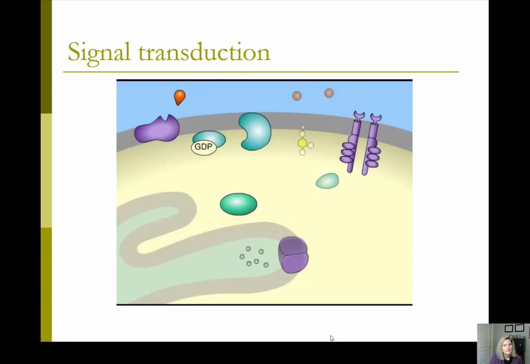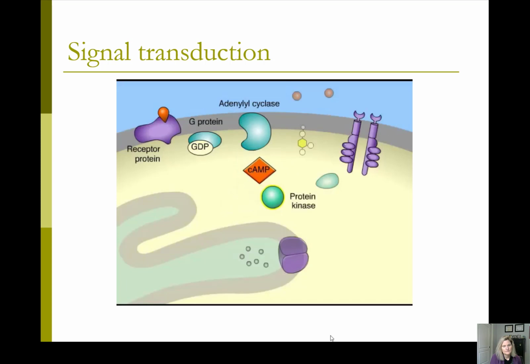An epinephrine molecule docks with a receptor protein, which acts through a G protein to activate the enzyme adenylyl cyclase. Adenylyl cyclase converts ATP into cyclic AMP, or cAMP, which quickly diffuses through the cell and triggers further steps in the signaling pathway. In this cell, we show it activating a protein kinase.